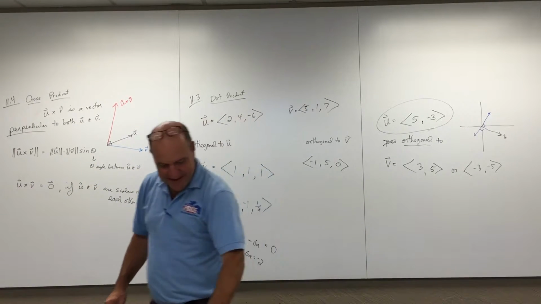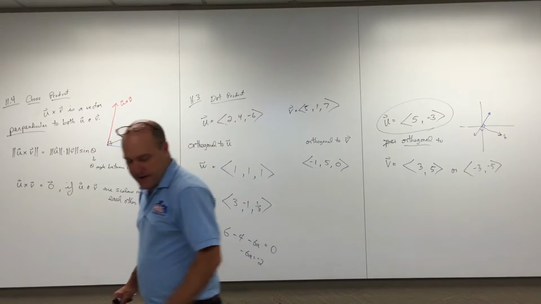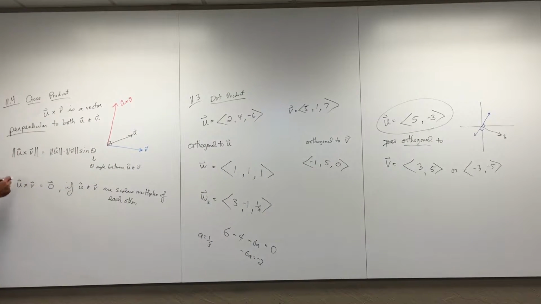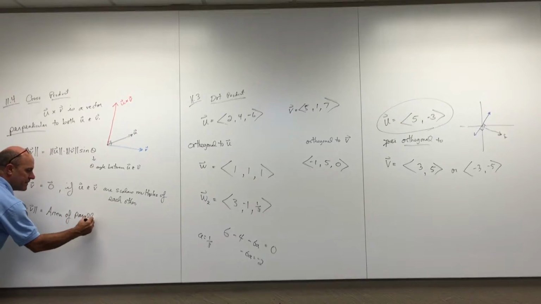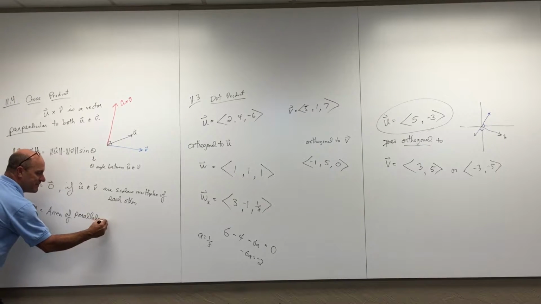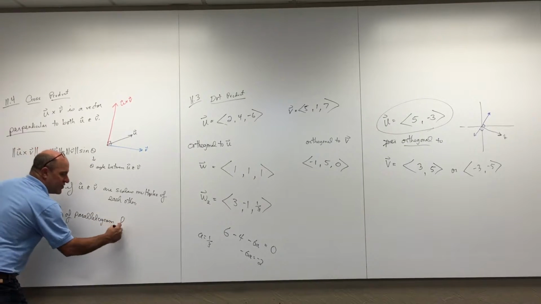And then what's this other one? Yeah, this other one's kind of weird. It kind of relates to this. The magnitude of U cross V is the area. Look at this. It's the area of the parallelogram formed by U and V.